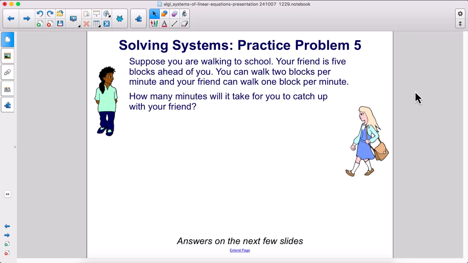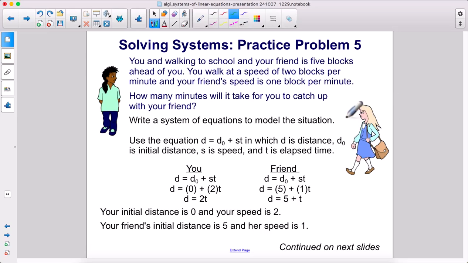Suppose you're walking to school. Your friend is 5 blocks ahead of you. You can walk 2 blocks per minute, and your friend can walk 1 block per minute. How many minutes will it take you to catch up with your friend? Write a system of equations to model the situation. Use the equation d equals d naught plus st, in which d is distance, d naught is the initial distance, or where you are at time 0, s is speed, and t is time.